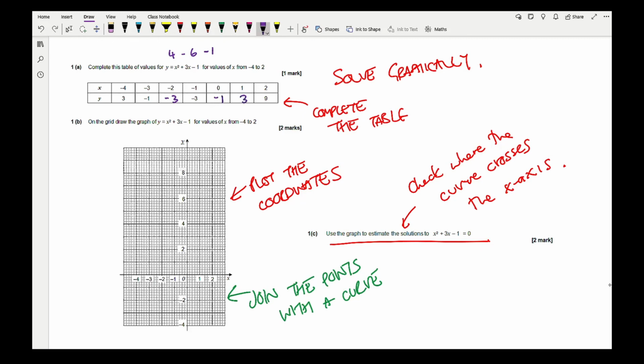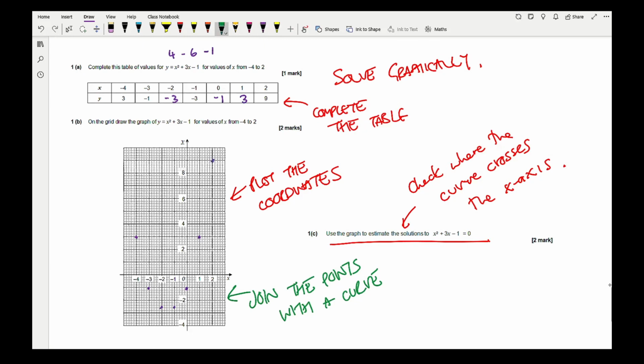So once I've completed my table, I then need to plot these coordinates. So minus 4, 3 is here. Then 3, minus 1, which is here. Then it's at minus 3, which is there. Then minus 3 again. Then at minus 1. And then 1 at 3. And then 2 is at 9, which is up here.